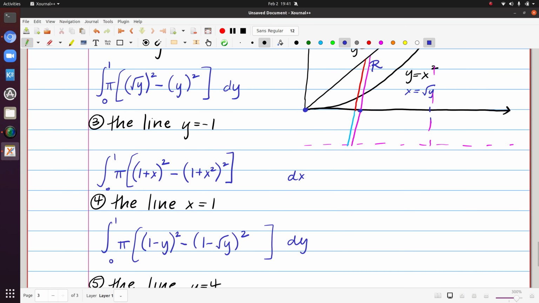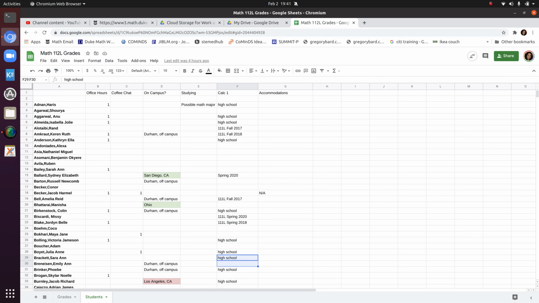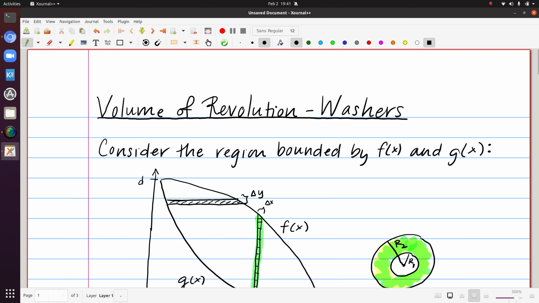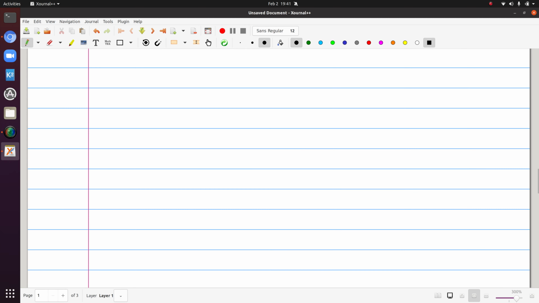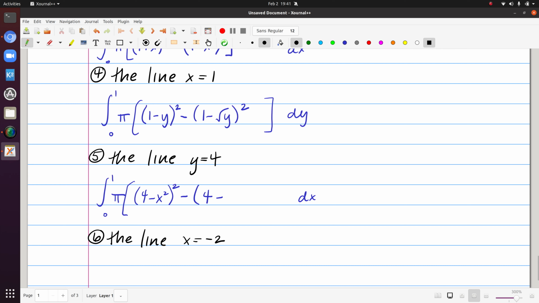Then I can do the same thing for the inner radius. I'd start with 4 and subtract the y equals x function. And that gives me my inner radius, so I square that.